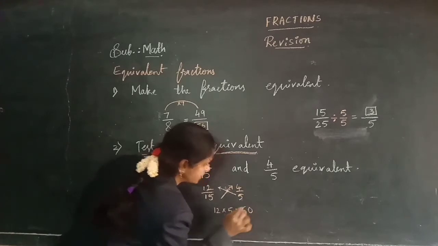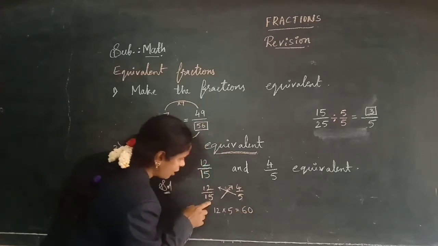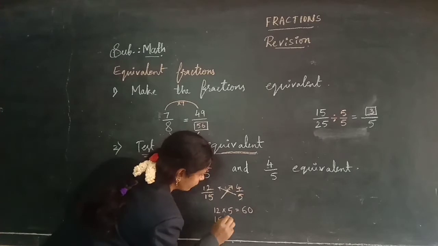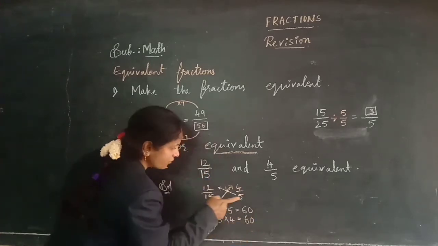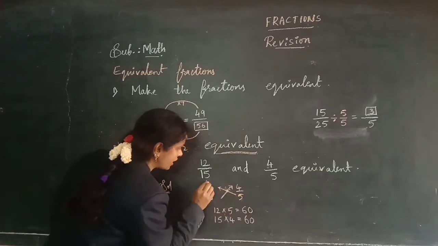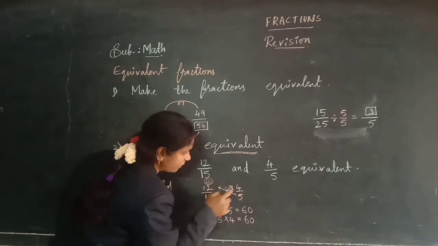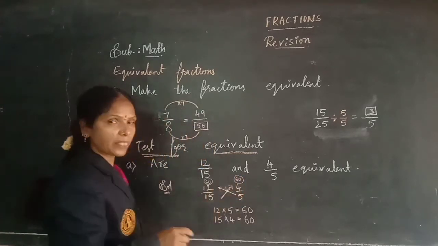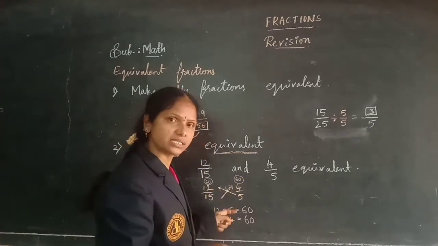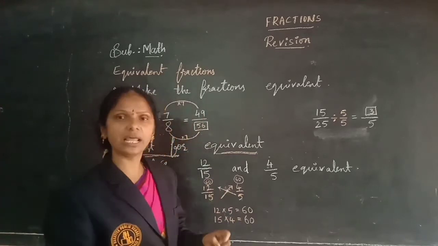12 into 5 is 60, children. Now 15 into 4. 15 fours are also 60, children. So when we multiply these two also, we get 60 as the answer. When we multiply these two also, we get 60 as the product. So these two we are getting the same, no? So the given fractions are equivalent.